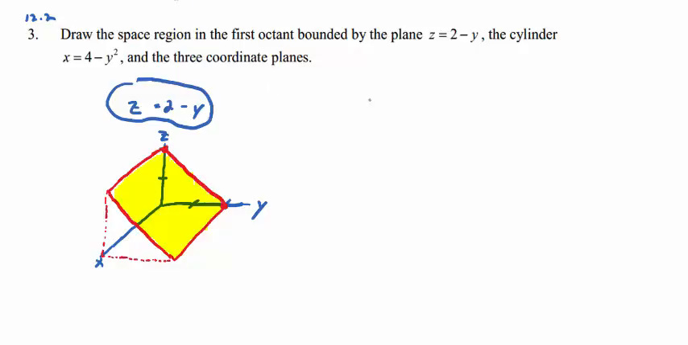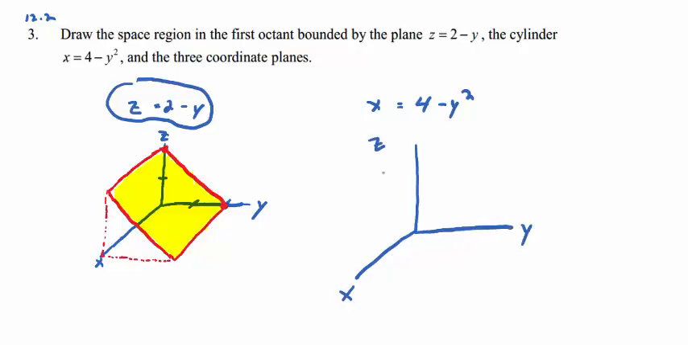Now let's talk about x equals 4 minus y squared. So how are we going to graph that? Okay. Same sort of picture in terms of the axes, x, y, and z. And then think about what the generating curve for this cylinder looks like. It's got to be a parabola, doesn't it? And in fact, it's a parabola opening sideways in the xy plane, because the exponent of 2 is attached to the y.